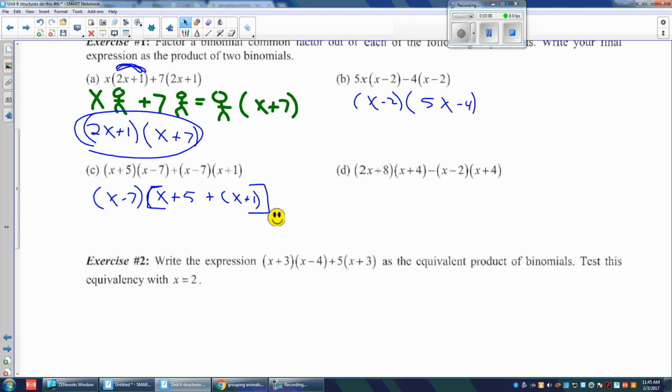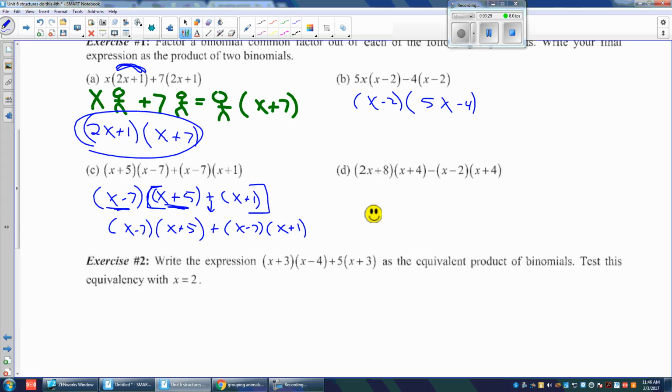Now, you're like, hey, I don't believe you that these two things are exactly the same. Well, here we can take this x minus 7 and distribute it. X minus 7 times the first part, x plus 5, and then add on to it the x minus 7 times x plus 1. You're like, well, it doesn't look the same to me, Mr. Bryce. Well, that's because we commuted it. We changed the order, but the commutative property of multiplication lets you change the order. So it checks. This is the final answer, but that's just a check to make sure you did it right.